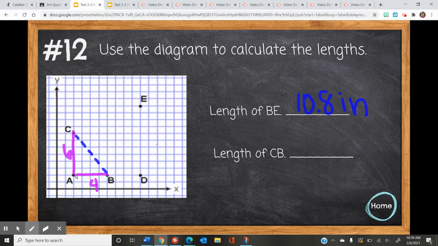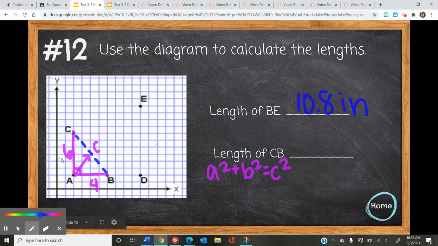Now, I need to start off by identifying my hypotenuse, which is my C. So I'm going to look at my 90-degree angle, and I'm going to draw an arrow diagonally from it, and this is my C. That is the length I'm trying to find. So I have a squared plus b squared equals c squared. Now, I've already identified C, and remember, A and B can be interchanged, so it doesn't matter where we put A or B. So I'm going to put A with 6 and B with 4.